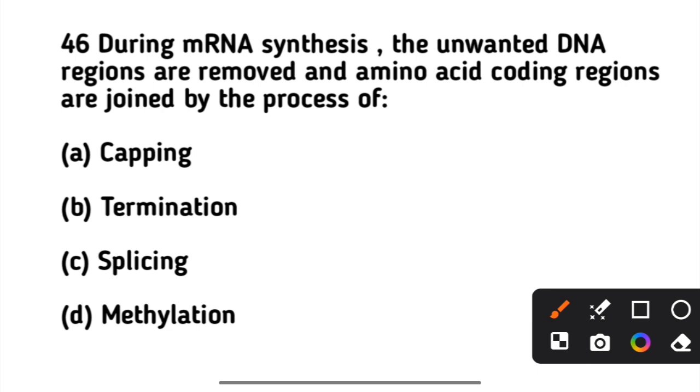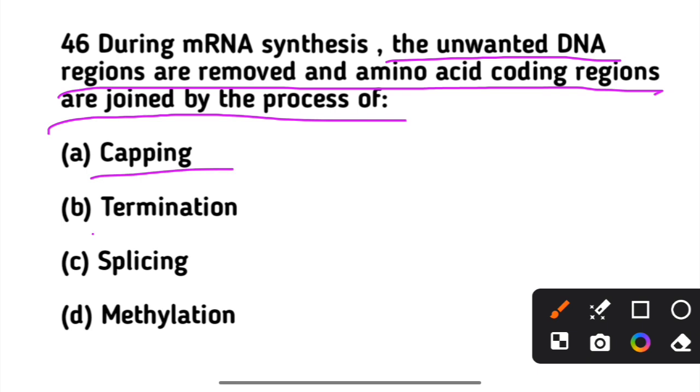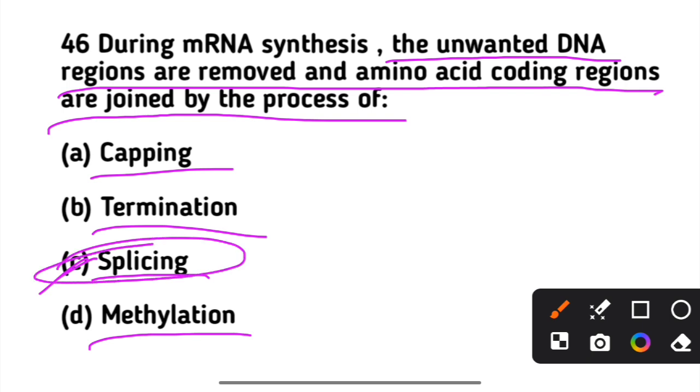Next, during mRNA synthesis, the unwanted DNA regions are removed and amino acid coding regions are joined by the process of capping, termination, splicing, methylation. Option C is correct. Splicing. During mRNA synthesis, the unwanted DNA regions are removed and amino acid coding regions are joined by the process of splicing. Option C is correct.